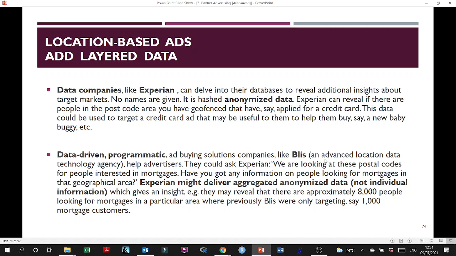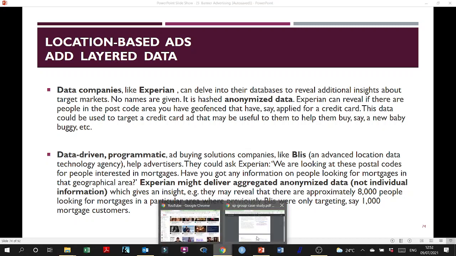Bliss is an advanced location data technology agency that helps advertisers. They could ask Experian, where they collect data for credit history reports. So at Bliss, they ask Experian if they are looking at these postal codes for people interested in mortgages.